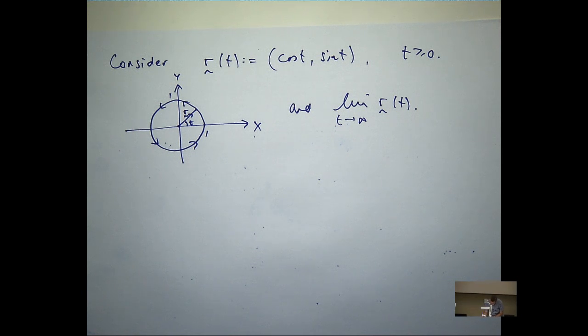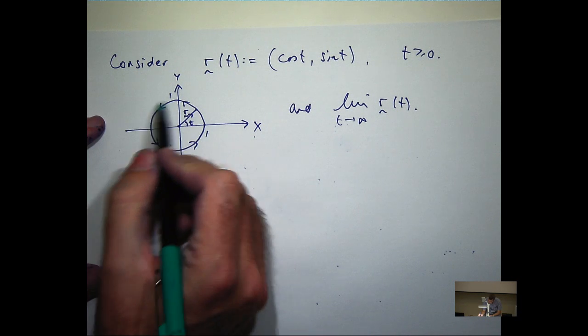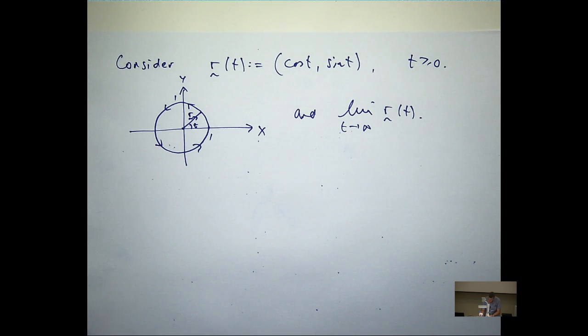Another way of doing this is, okay, well, look at the curve. The curve is not approaching one single point as time goes on. It's just repeating itself, just like a sine curve or a cosine curve.